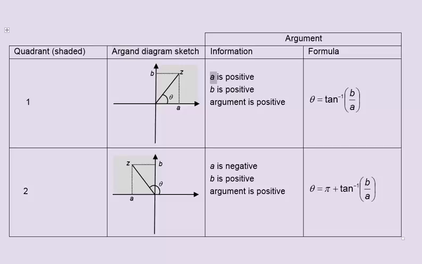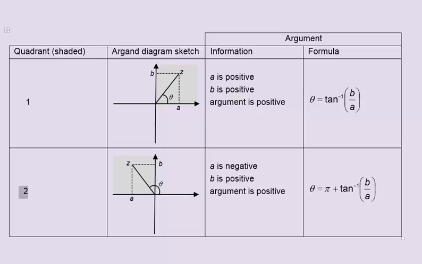The real part of the complex number a is positive. The imaginary part of the complex number is positive. And the argument is positive. You can use the formula theta equals the inverse tan of b over a to work out the argument.